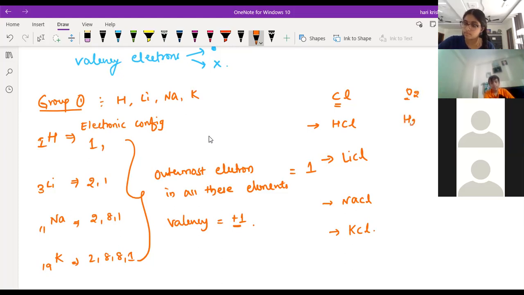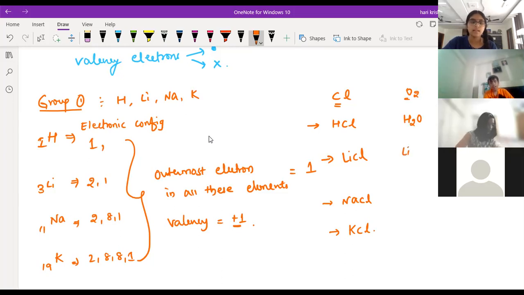It's 2. H2O. Lithium, Li2O. Sodium, Na2O. Potassium, K2O. So all are forming similar types of formulas. Means all will show similar chemical properties only, right?